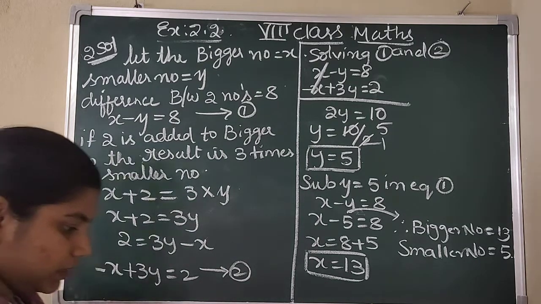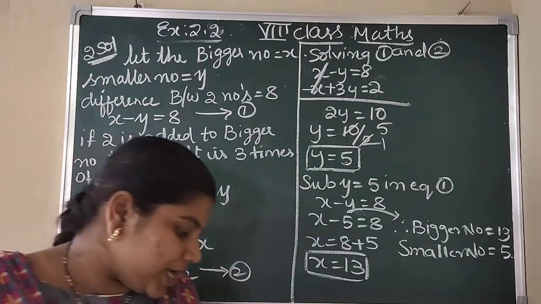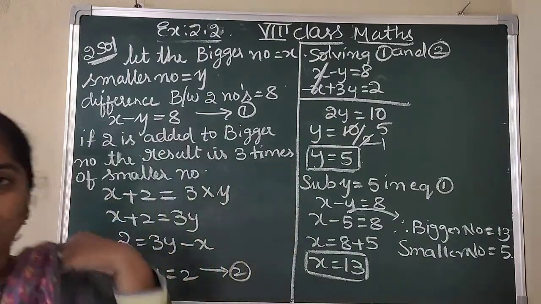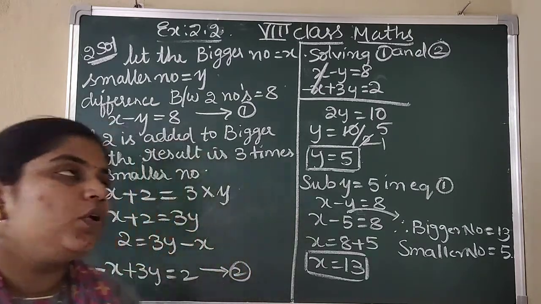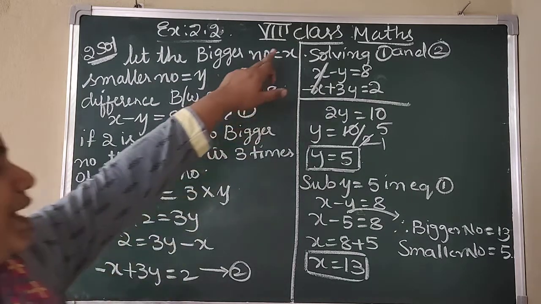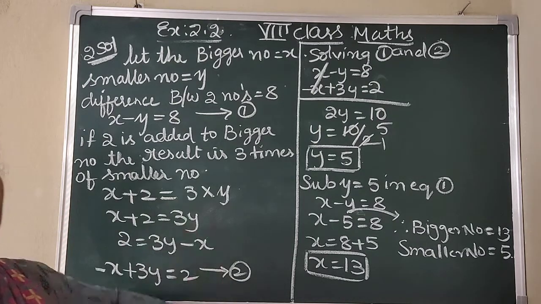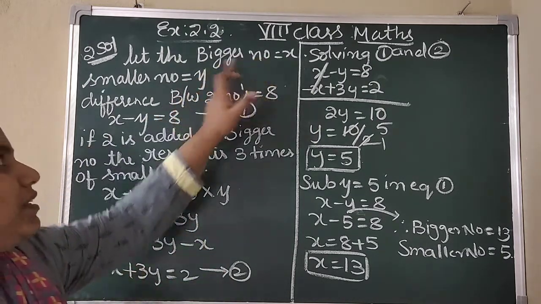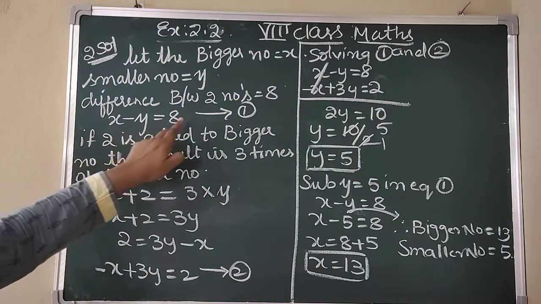So once again, what is the question? The difference between two numbers is 8. If 2 is added to the bigger number, the result will be 3 times the smaller number. So we have to find the numbers here. Okay, so how to find? The bigger number we don't know, so we are taking it as x, and the smaller number also we don't know, we are taking it as y. They told that the difference between two numbers, that means if you are subtracting these two, the result will be 8. So I wrote it as x minus y is equal to 8.